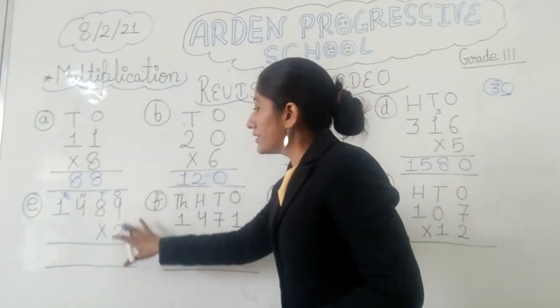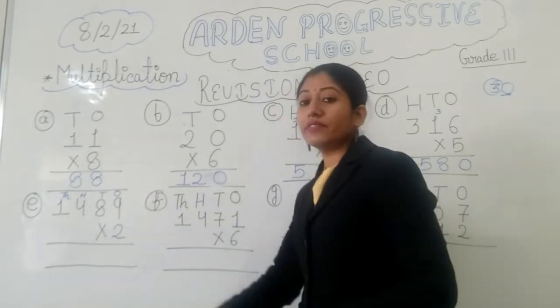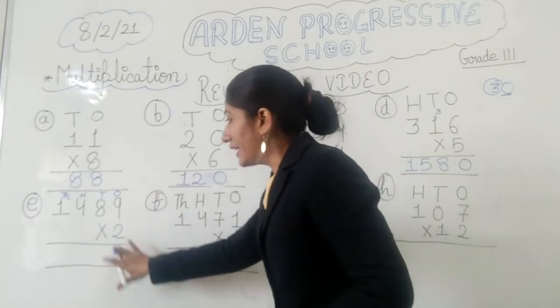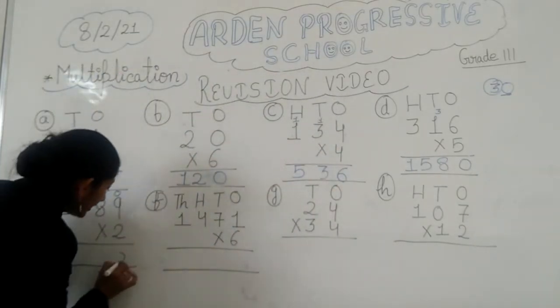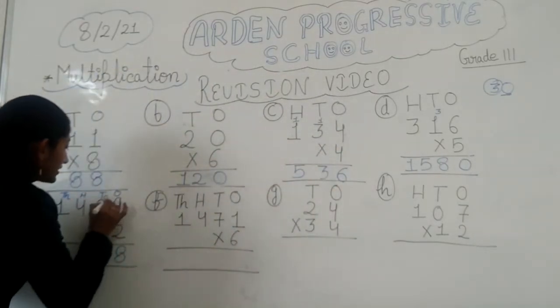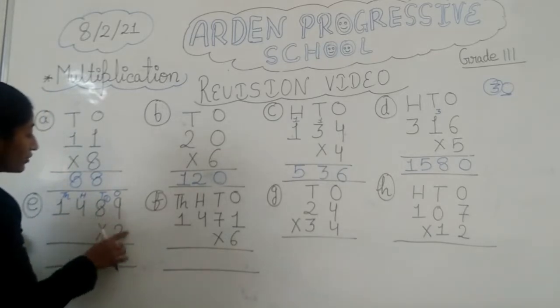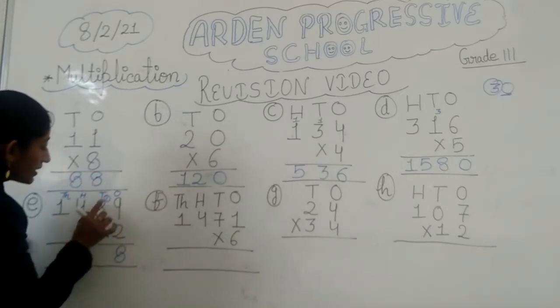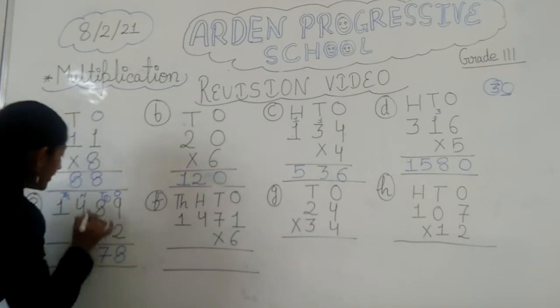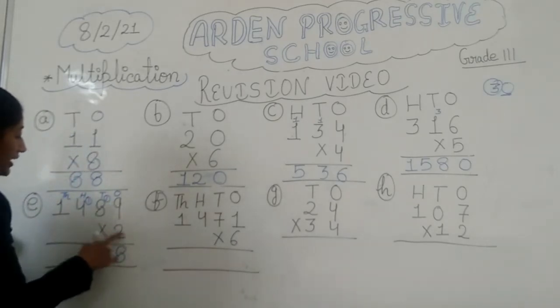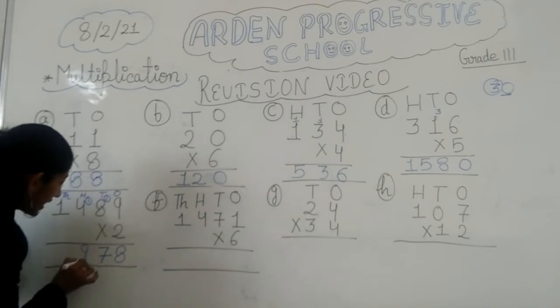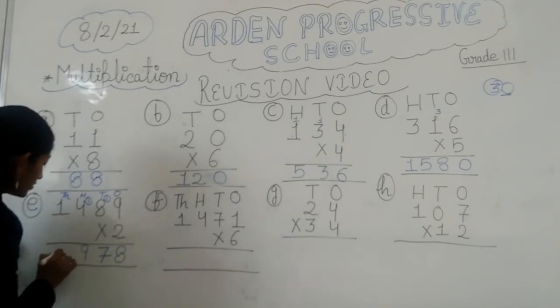2 into 9, 9 2s are 18. So what we will write? We will write only 8 and 1 will go carry. 8 2s are 16. 16 plus 1 is 17, 7 and 1 is carry. Then 4 into 2 is 8. 8 plus 1 is 9 and 2 into 1 is 2.